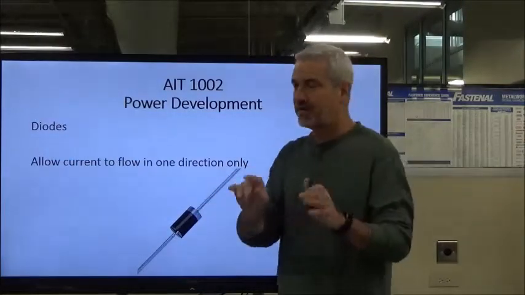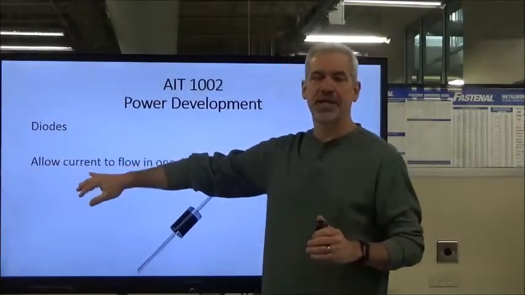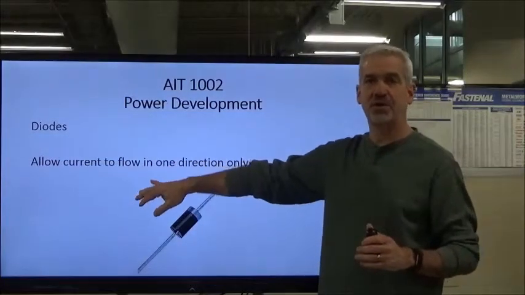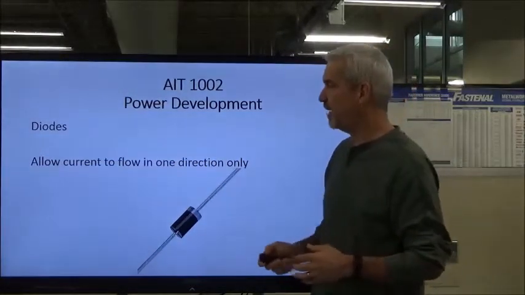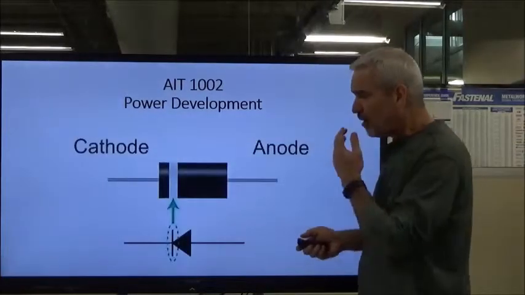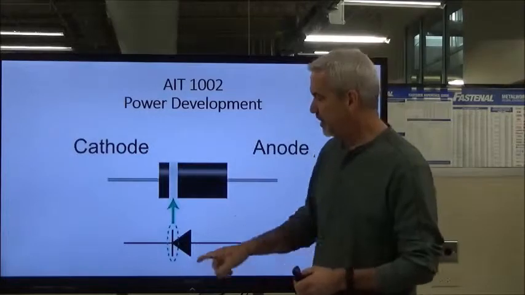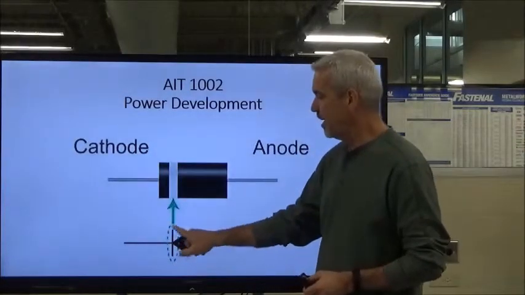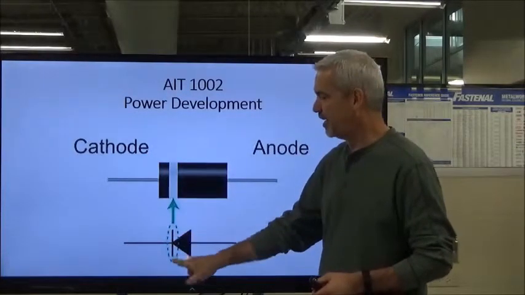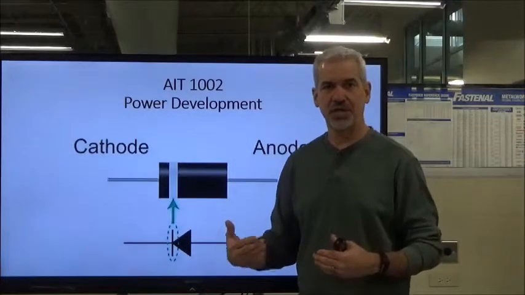Okay? For right now, I just want you to know that a diode is a solid state device that allows current to flow in one direction only. The parts that make up a diode are the cathode and the anode, and this is the symbol for a diode right here. You'll notice that it's got this little block right here. That's sort of like the gate, that's sort of the check valve.